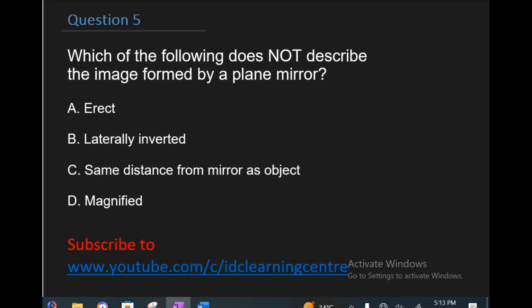Option D is the correct answer for this question. For a plane mirror, the image is erect. Erect means it's upright. Then B, in a plane mirror the image is laterally inverted, which means it is the opposite of the object. Then the distance of the object from the mirror is the same as the distance of the image from the mirror. So option D is the correct answer. Images formed on a plane mirror are not magnified.